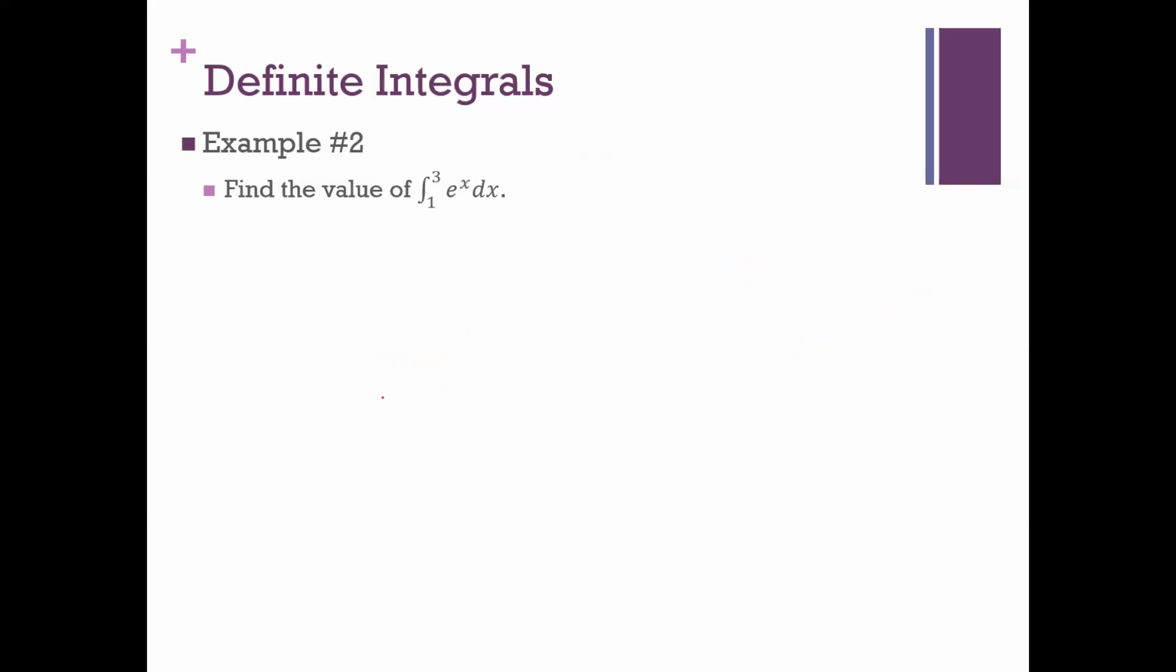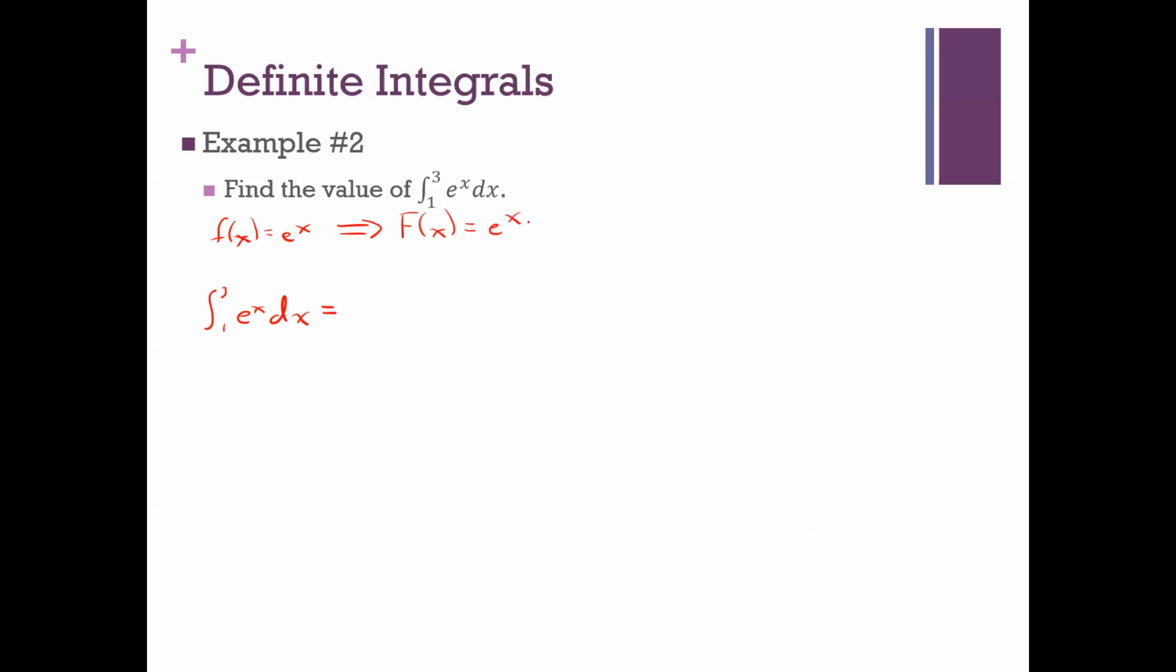So what's the function here that I am integrating? So I got f of x equals e to the x. So if I want to find this integral, what do I need to continue? What is the antiderivative of e to the x?